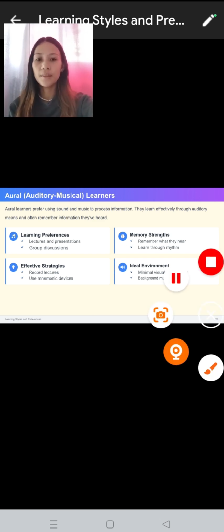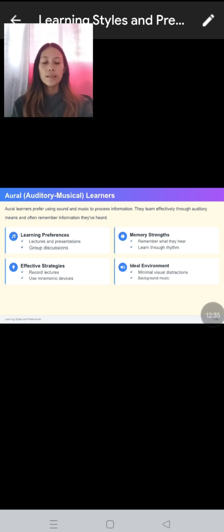And the last is ideal environment. We have minimal visual distraction, background music. These describe where they study best since they focus on sound. Too many things to look at, like busy posters or lots of movement, can distract them. They might even prefer having soft, quiet music playing while they study, as long as it doesn't have words that compete with what they are trying to think about.